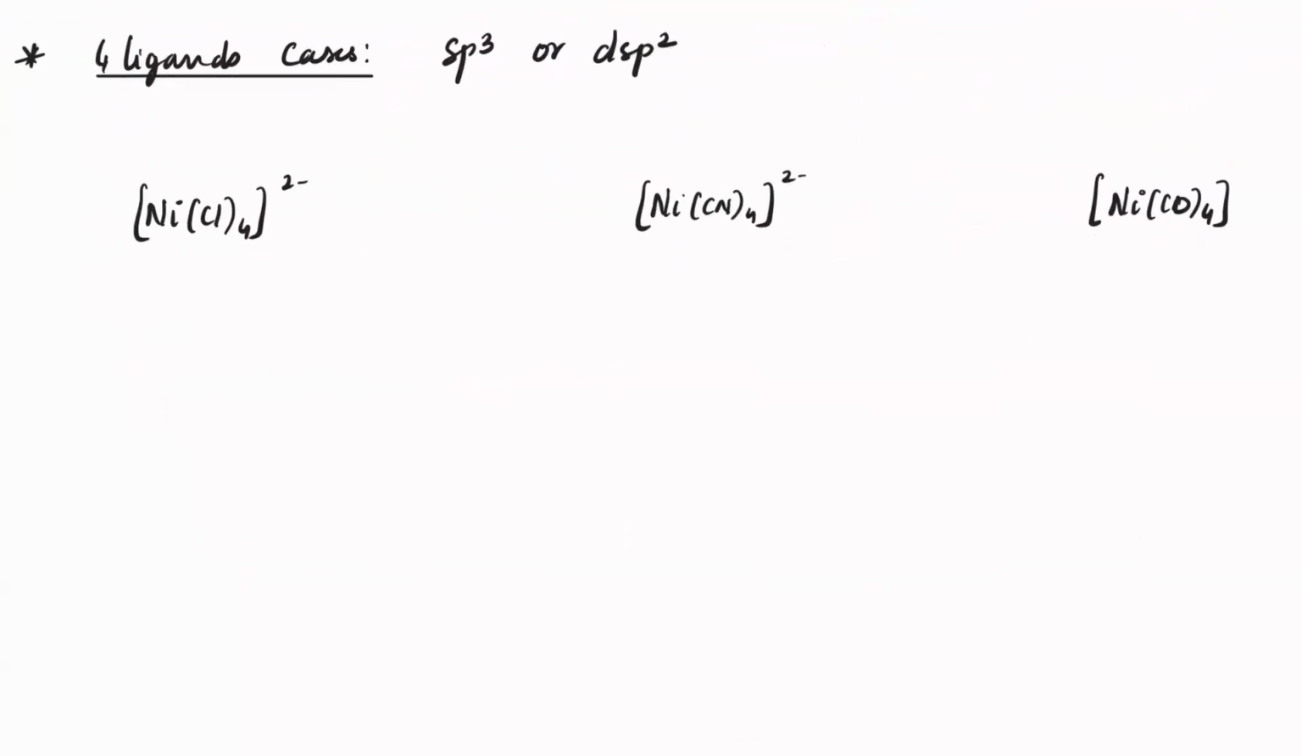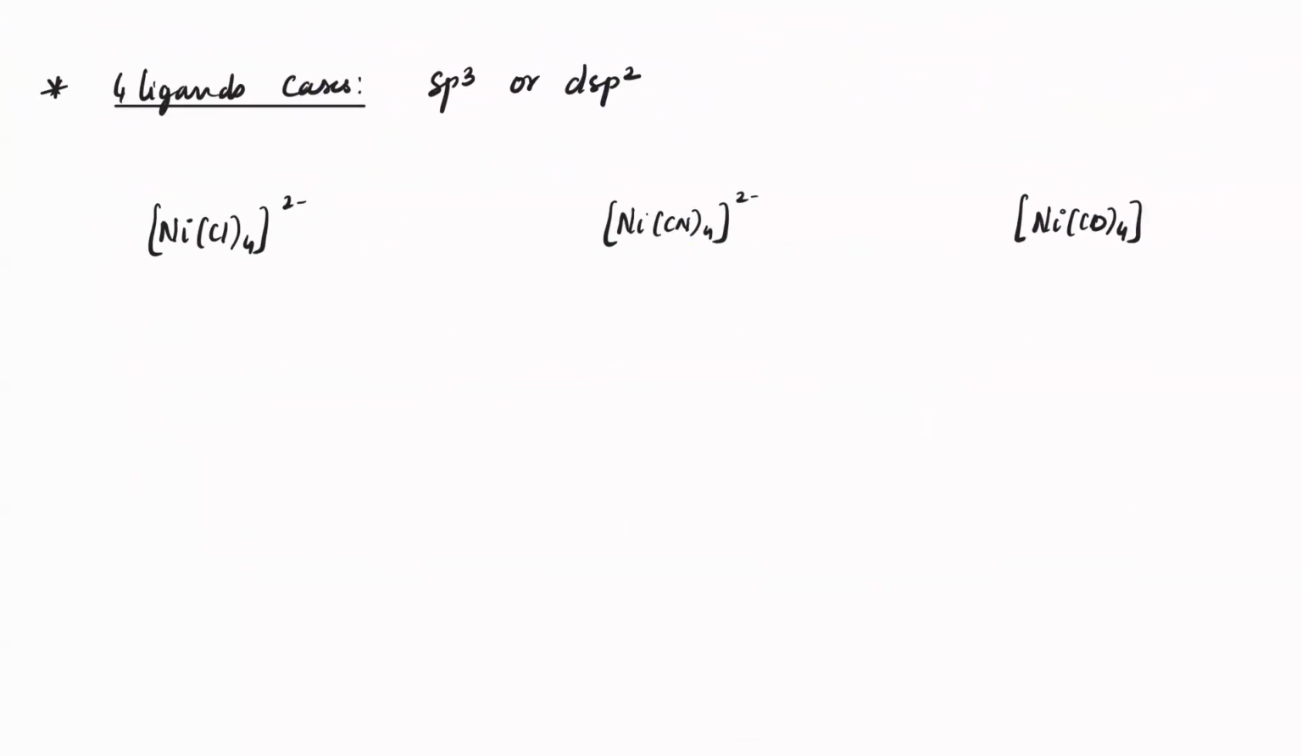Next, let's dig more into four ligand systems. If you have four ligands, what are the possible hybridizations, and how do we identify unpaired electrons and the magnetic properties? There are two hybridizations which can be expected, sp3 or dsp2. To understand how the algorithm works in this case, let's take the nickel cases first: nickel with four chloride, four cyanide, and four carbonyl.